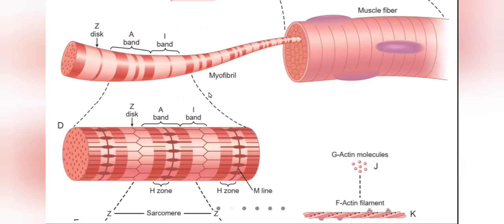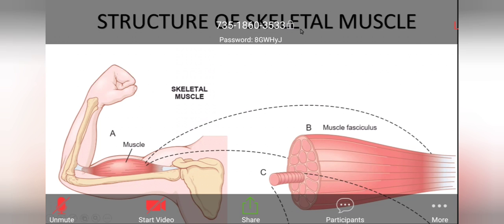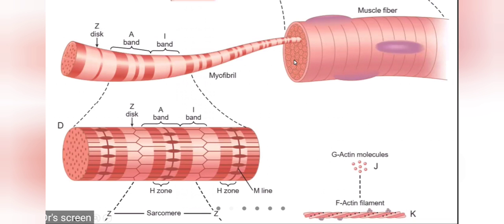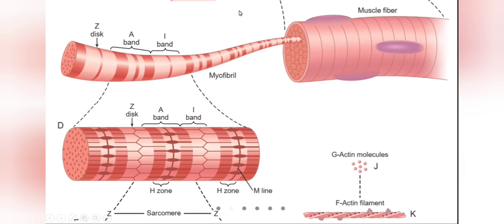So once again, you have a bigger muscle. It is called a muscle fasciculus, and inside the muscle fasciculus you have muscle fibers, smaller bundles. Each of these muscle fibers again has, inside, smaller fibers. These smaller fibers are known as myofibrils. This myofibril is the functional unit of the skeletal muscle.